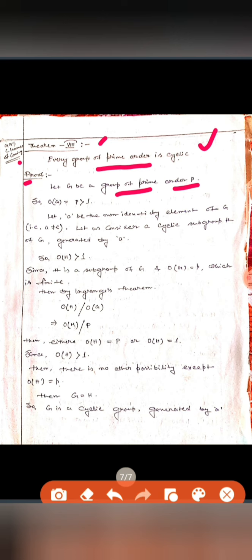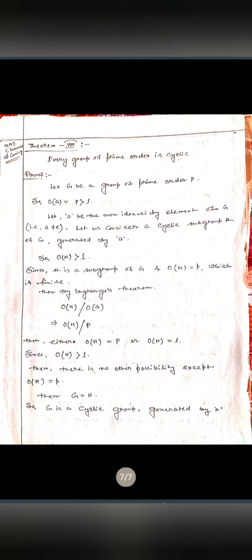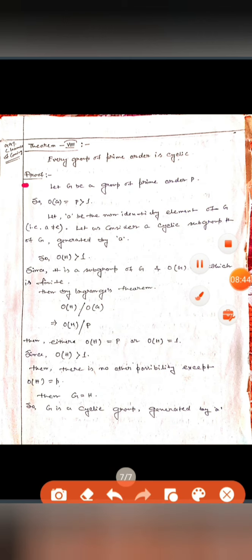A prime is an integer which is divisible only by 1 and itself. For example, 7 is divisible by 1 and by 7 itself, so 7 is prime. So, proof: let G be a group of prime order P.